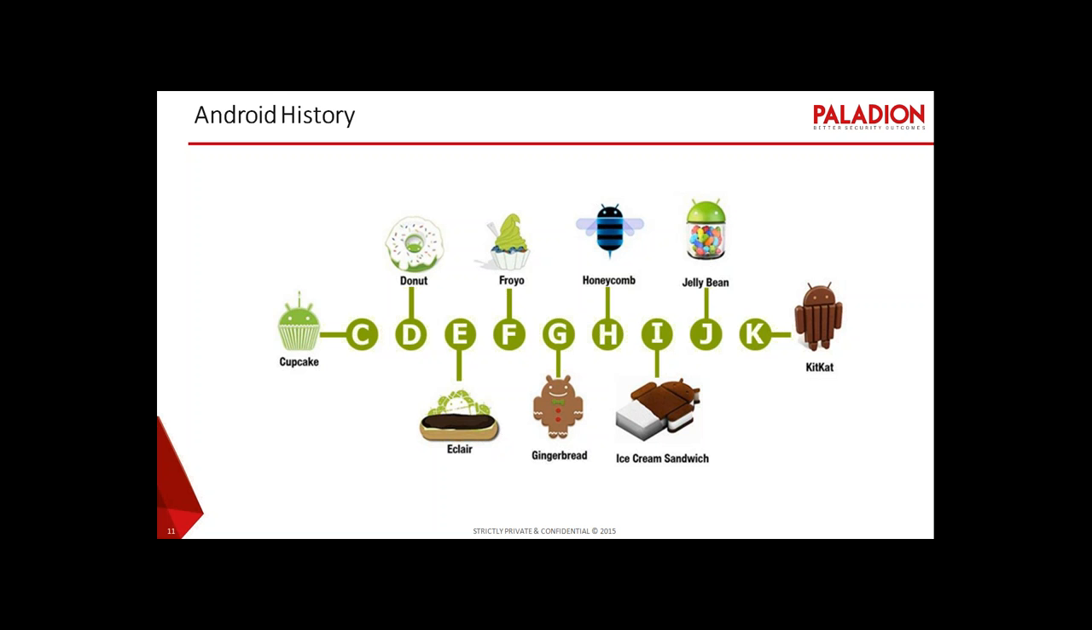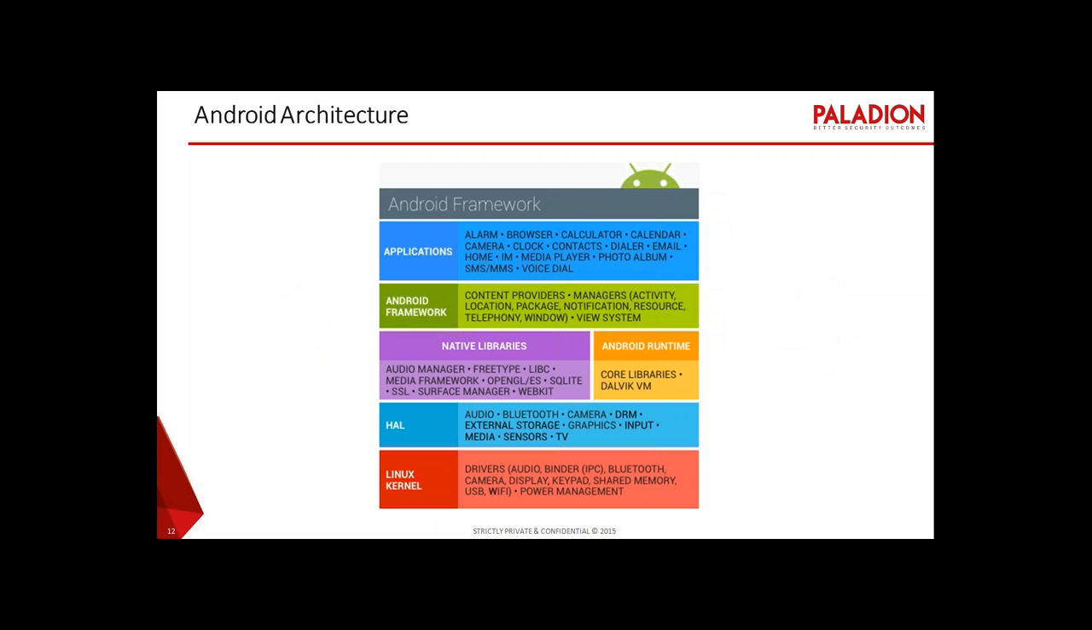So this is a basic Android architecture which has been given by the Android developer blocks. So if you see in the Android framework, at the top lie the applications and at the bottom lie the Linux kernel. So applications are basically everything which you can see and click on your handset. So just for example, we've given alarm, browser, calculator, calendar, etc. And next comes the Android framework.